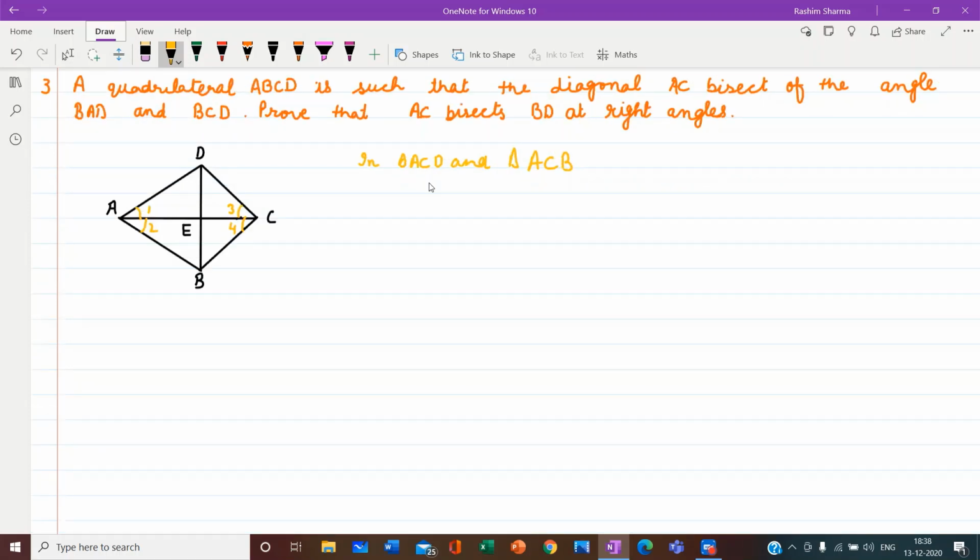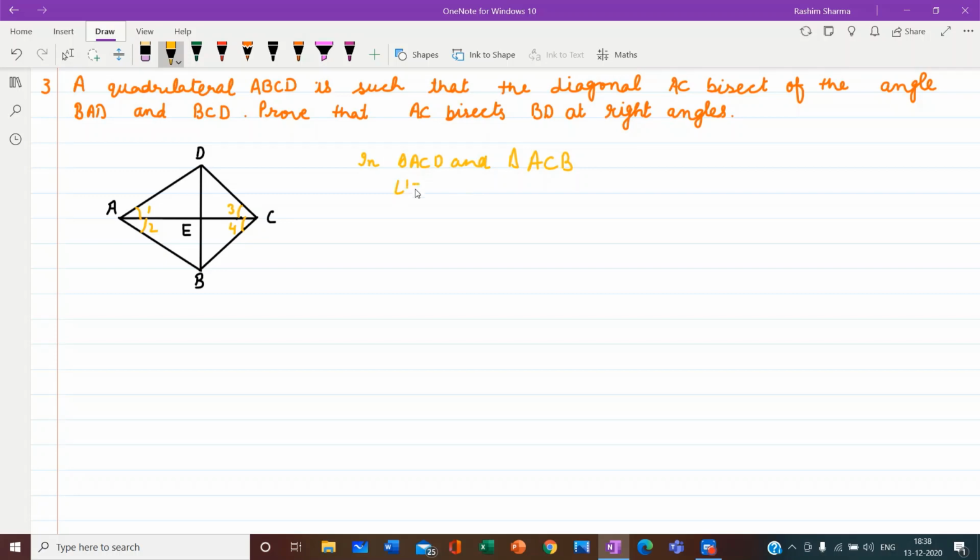Question number 3 is a quadrilateral ABCD is such that diagonal AC bisects angle BAD and angle BCD. Prove that AC bisects BD at right angles. Now this line AC bisects angle BAD means this angle is divided in two equal parts, angle 1 and 2. Same way angle BCD has two equal parts, angle 3 and 4. So we will prove now this triangle ACD congruent to triangle ACB. So we are writing here in triangle ACD and triangle ACB.